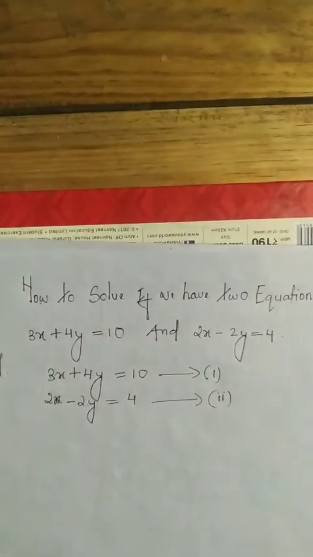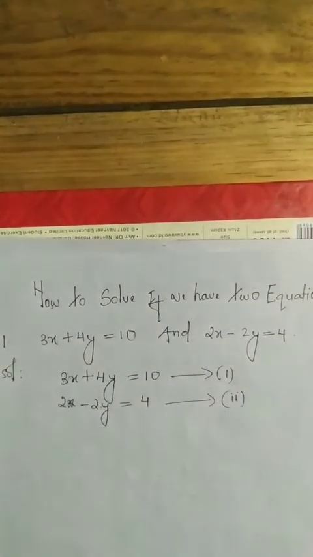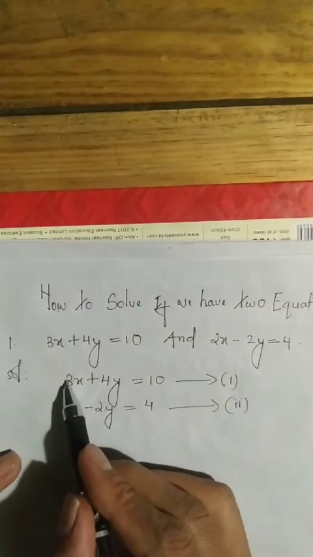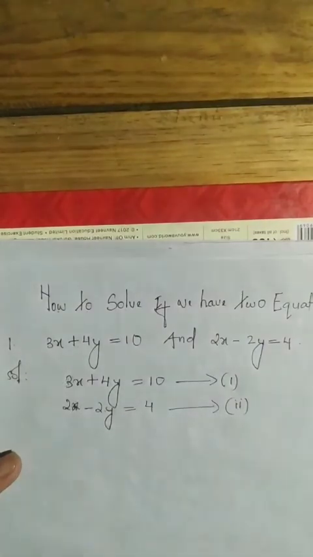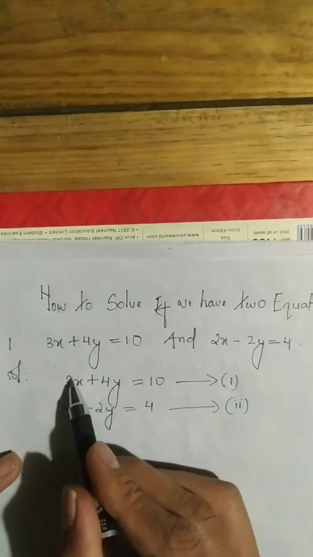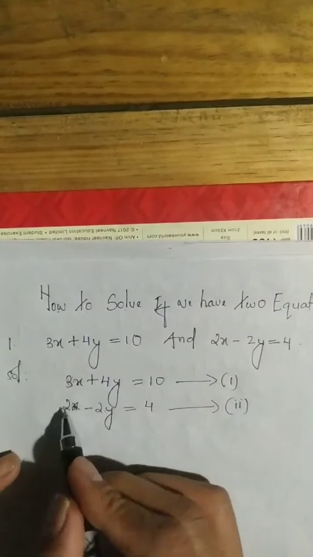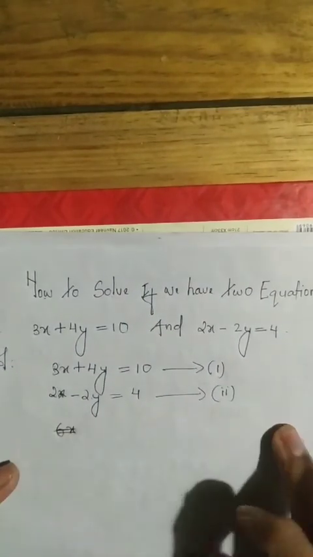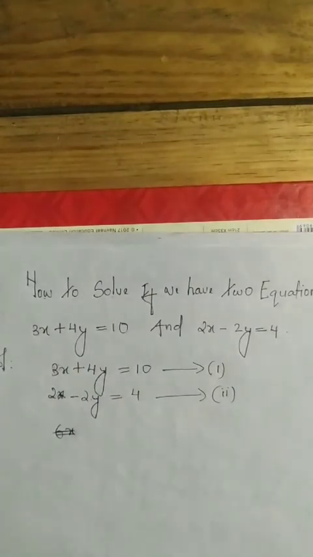So I have explained already, so let me go directly. If I want to make x same, I have to multiply equation 1 by 2 and equation 2 by 3. So let me do it. That means 2 3 is 6x. If you want, you can write it by words, or if you don't want to write also, it's okay. But now let me write it down.